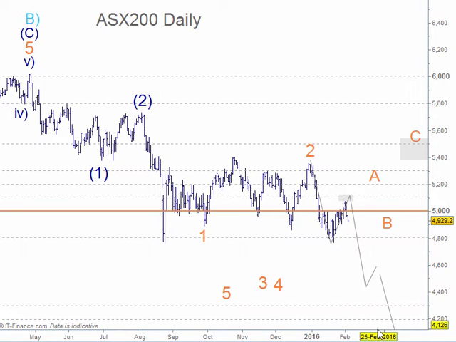So that's all possible as well, but then this count wouldn't line up with the US markets and the European markets, because we're looking just for one more wave to the downside.